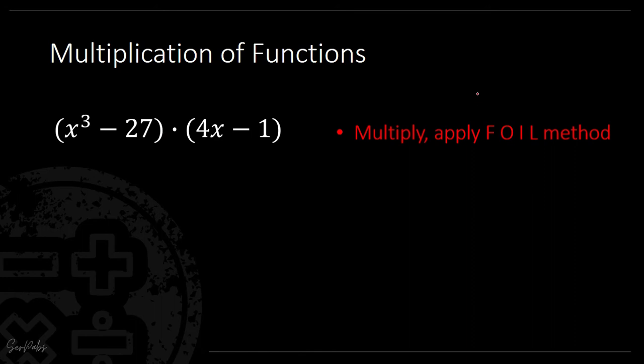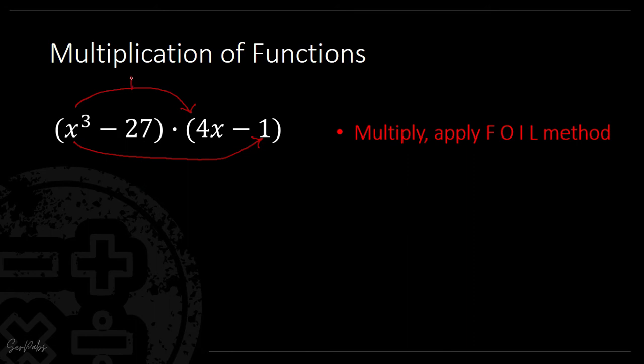So, pag sinabing FOIL method, we will multiply first yung first term. So, unahin munang i-multiply yung first term. So, that will be x cube times first term, 4x. Pangalawa, outer term, outer term. So, ito ang outer, ang ating x cube multiplied by negative 1. So, outer term din ang negative 1.